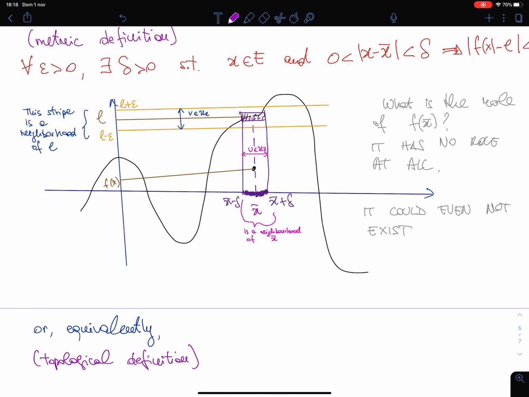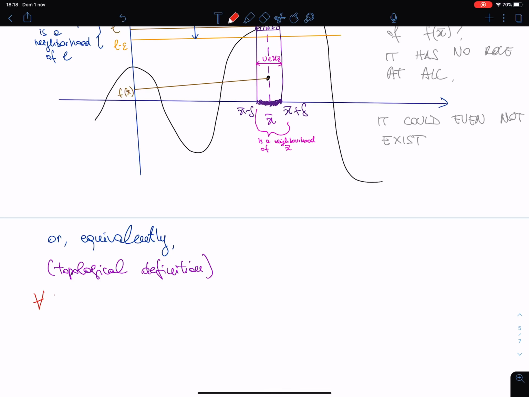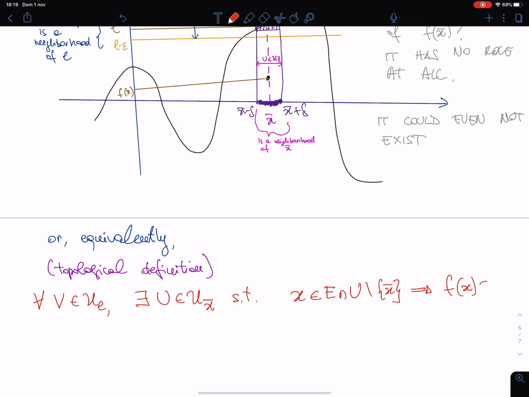Instead of saying for every epsilon larger than 0, because epsilon is useful in order to define a neighborhood here, I say for every neighborhood of L, for every V neighborhood of L, there exists U neighborhood of x bar such that for every x, which is of course in E domain, but also in this U, and which is not x bar, you have to remember all of that in order to give the correct definition of limit, then the image of this x is in V, the neighborhood we chose for L. This seems to be more complicated, but it is not.